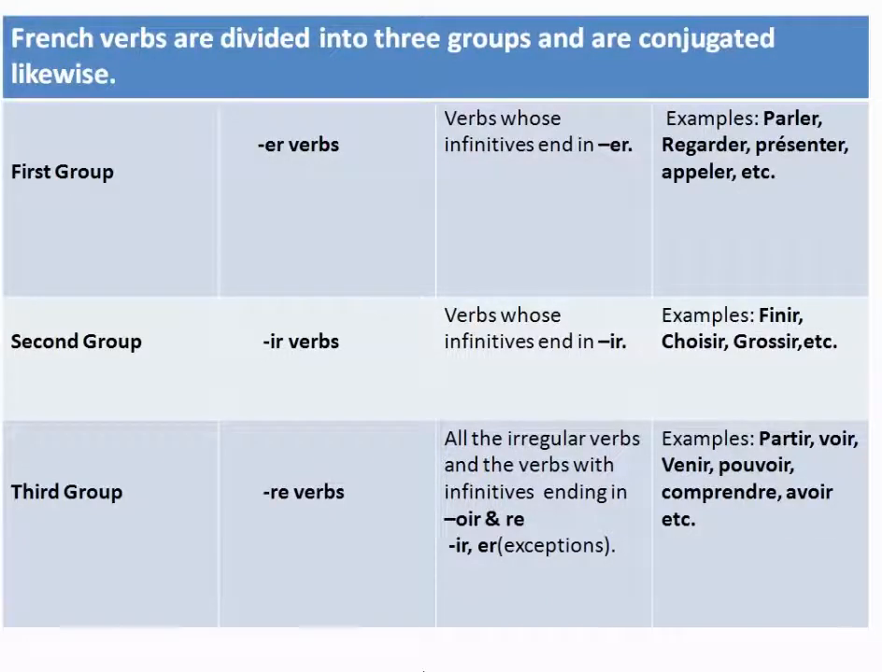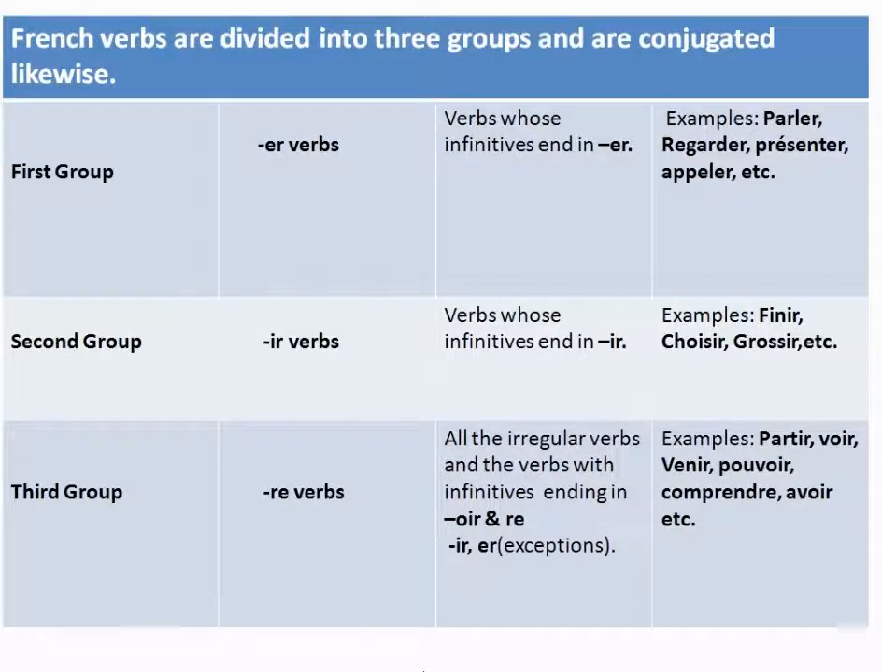Then the second group, IR verbs. These are the verbs whose infinitives end in IR. For example: finir, choisir, etc. These are also regular verbs as they are also conjugated in the same manner. There is a particular pattern that IR verbs follow.